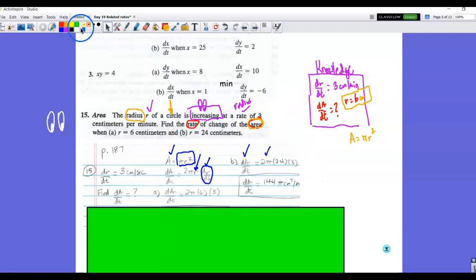You have to think about, again, it's really all about math eyes. We were trying to find what? The rate of change of area. We were trying to find the area rate.